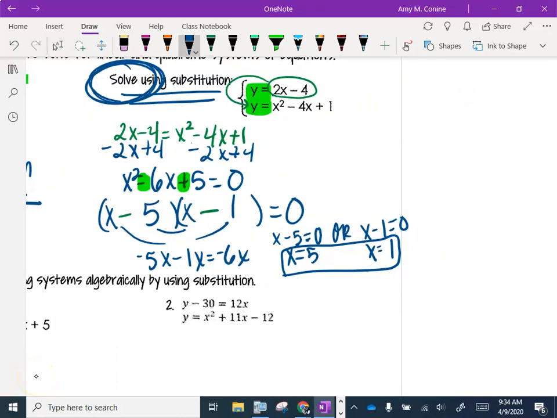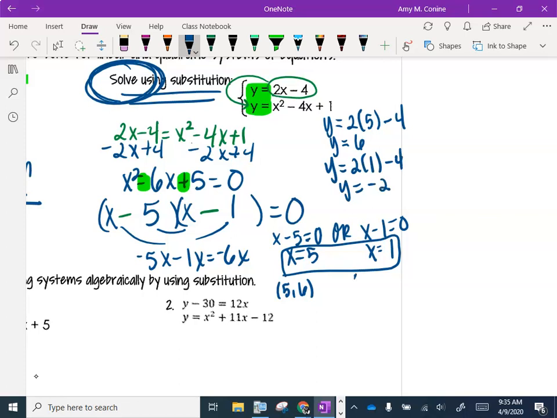So I'm going to take my first equation, like we've learned how to do, and plug in my first x value and get the first y value. So 2 times 5 is 10. 10 minus 4 is 6. So I have an intersection at 5, 6. And I'm going to do the same thing. 2 times 1 minus 4. So y, 2 minus 4 is negative 2. So then I have another intersection at 1, negative 2.